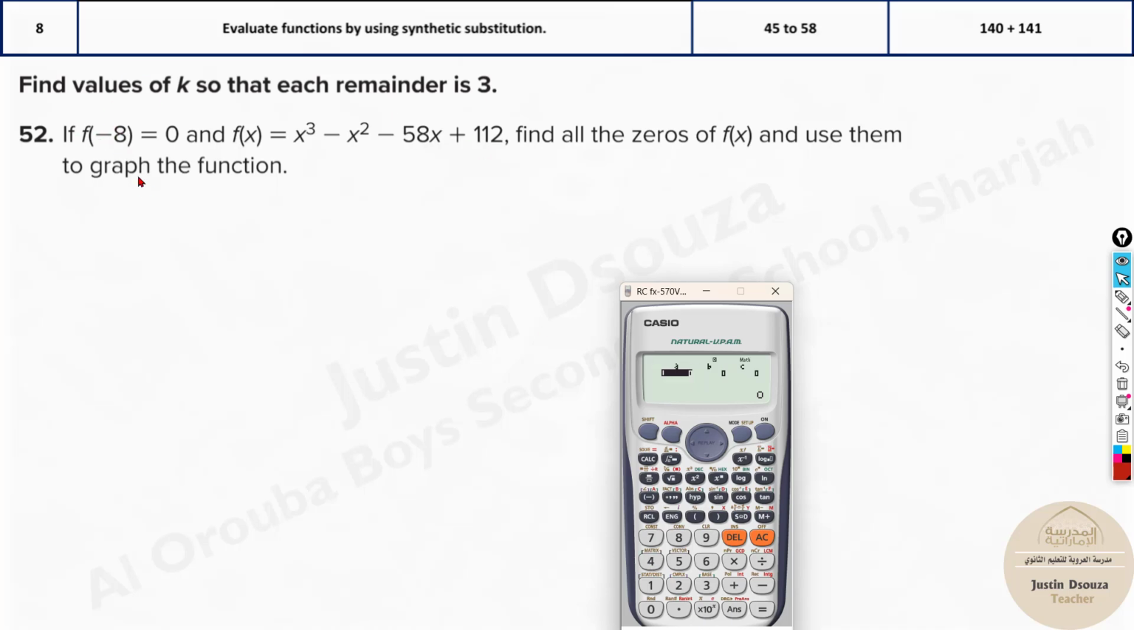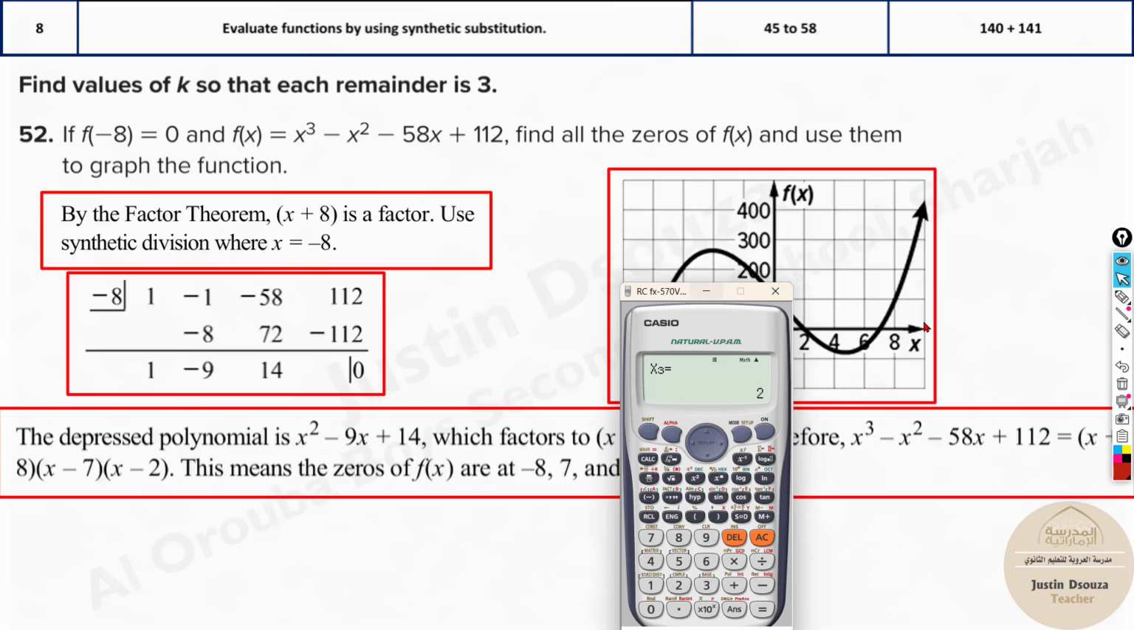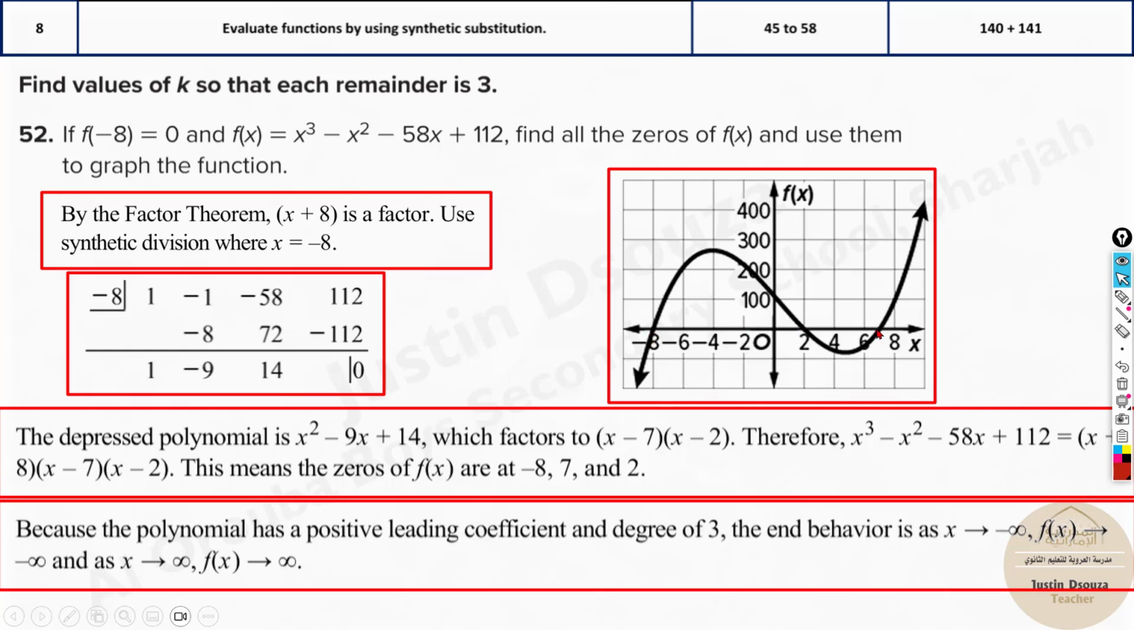Now they have told us minus 8 is already a solution. Why they have told this is, if you're doing synthetic division, use minus 8 and solve it up. But if you're using this, just take the equation. Now it's 1 over here, then it's minus 1, minus 58, and 112. Solve it. What is the answer? Yes, 1 is a solution. And what are the other solutions? 7 is a solution and 2 is a solution. Now you can graph it. See, this is the function graph. Minus 8, 2, 7. Those were the answers.